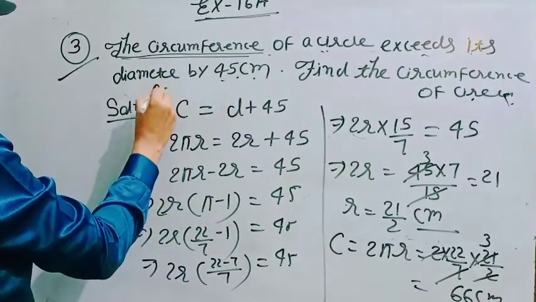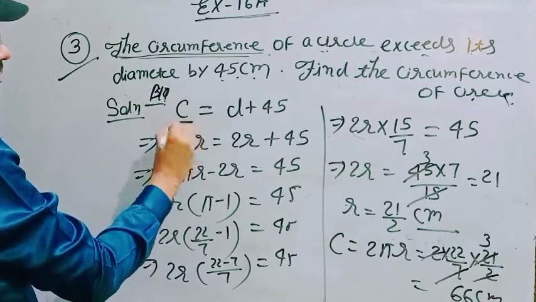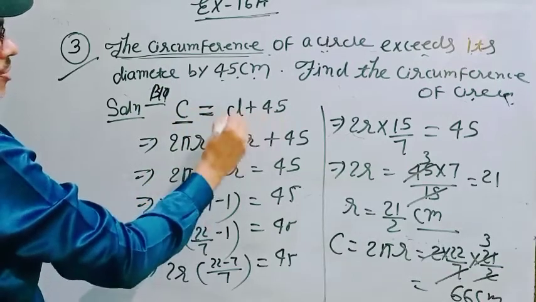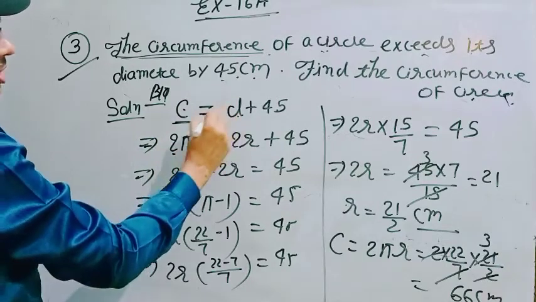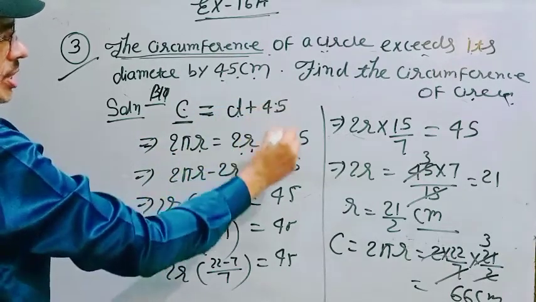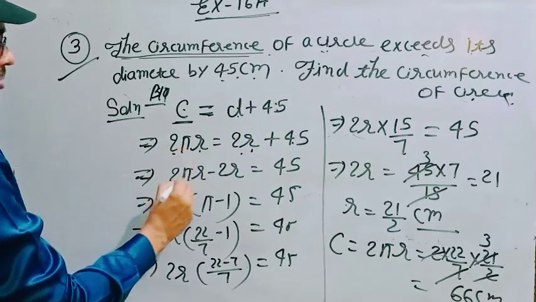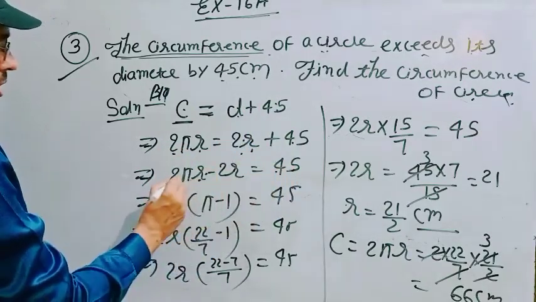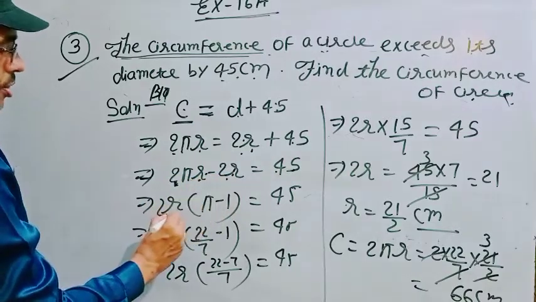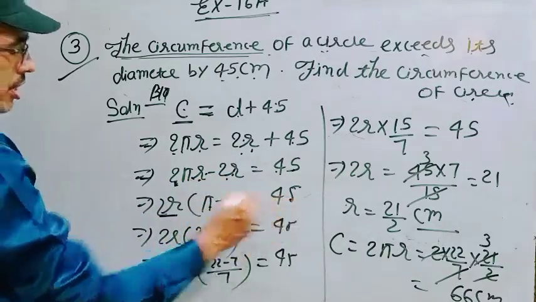From the question, I write that circumference is equal to 45 more than diameter. What is circumference? That is 2 pi r is equal to diameter, which is 2r, plus 45. Then the next step is 2 pi r minus 2r is equal to 45. From these two terms we take 2r common, that is 2r into (pi minus 1) is equal to 45.